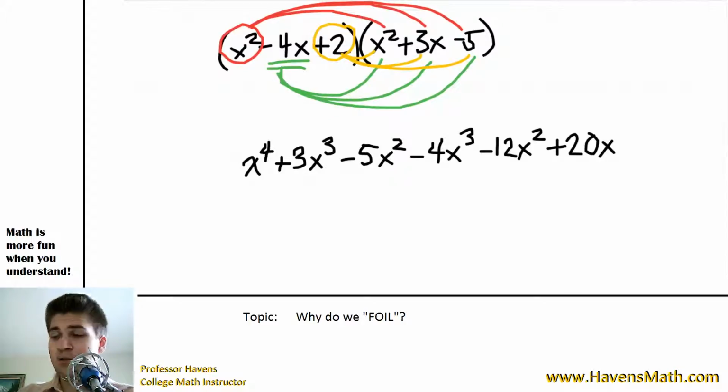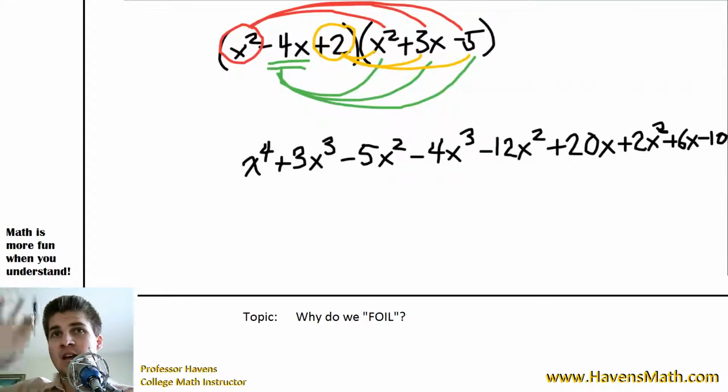And then finally, the yellow terms, we would have plus 2x squared, plus 6x, and 2 times negative 5 is minus 10. And then after all that, notice there's 1, 2, 3, 4, 5, 6, 7, 8, 9 terms. We then could combine the like terms.